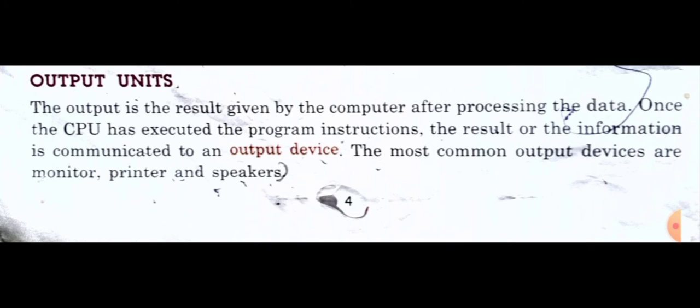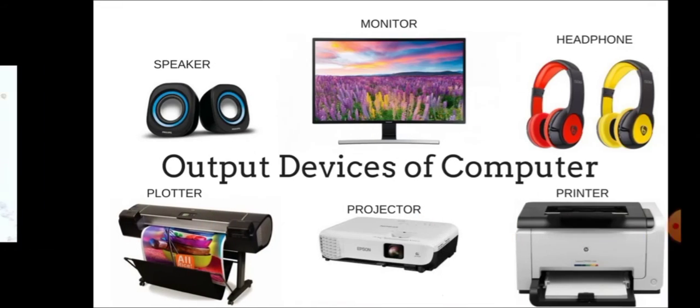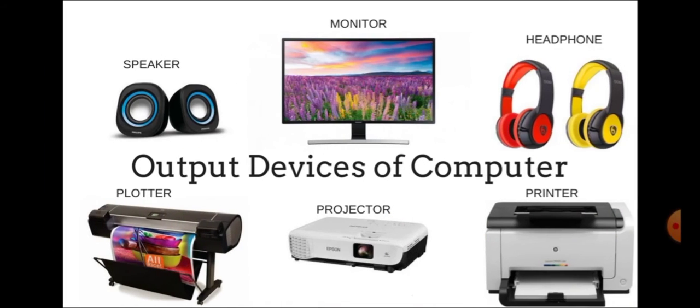So next, we will see these are all output devices of the computer: speaker, monitor, headphone, printer, projector, and plotter. From the monitor, whatever we type on the keyboard can be seen on the monitor.